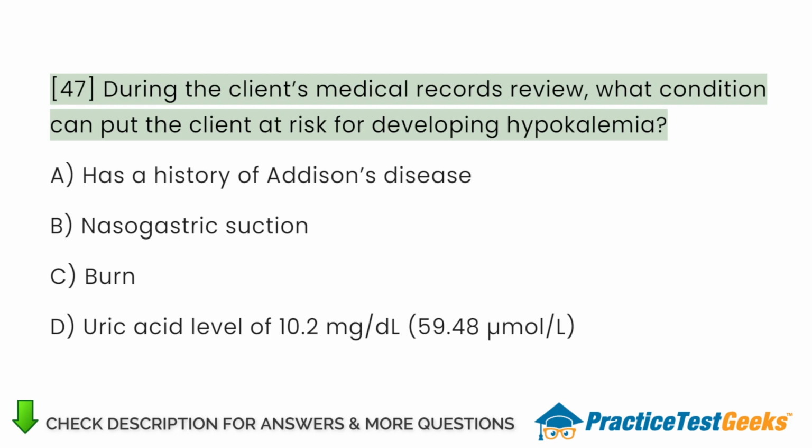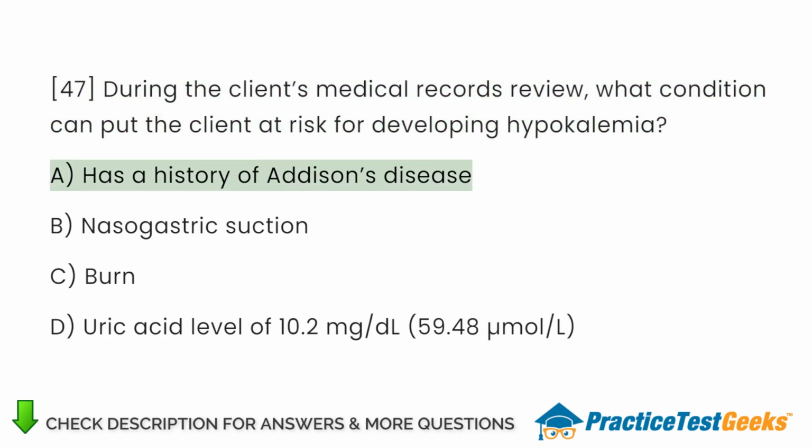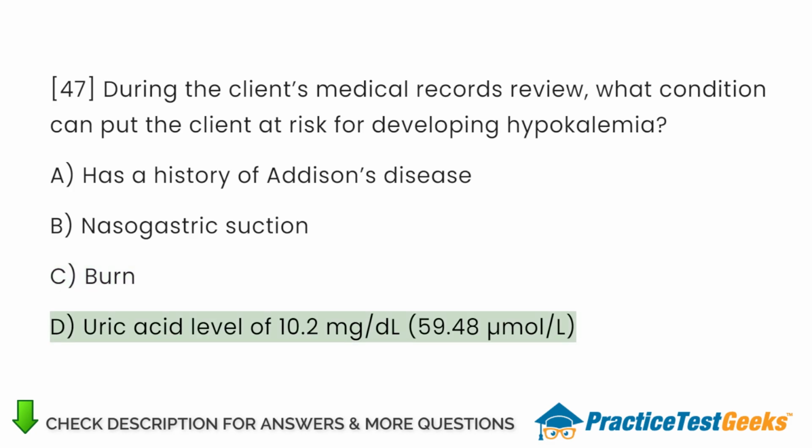During the client's medical records review, what condition can put the client at risk for developing hypokalemia? A. Has a history of Addison's disease. B. Nasogastric suction. C. Burn. D. Uric acid level of 10.2 mg/dL (595.48 µmol/L).